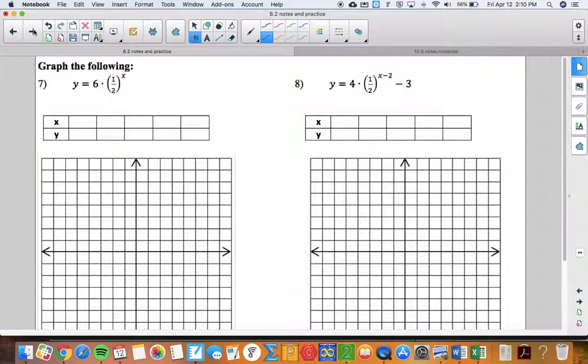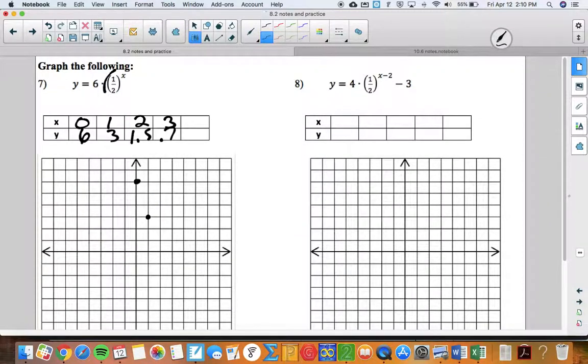Let's try some graphing. So here you could plug in some positive numbers perhaps. If you plug in too big a positive, it's not going to fit in the graph. Same with negative numbers, but negative will not fit on the graph here. So I plugged in 0, 1, 2, and 3, and I got 6, 3, 1.5, and 0.75.